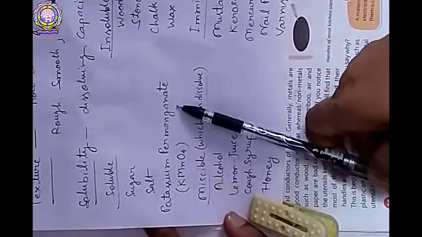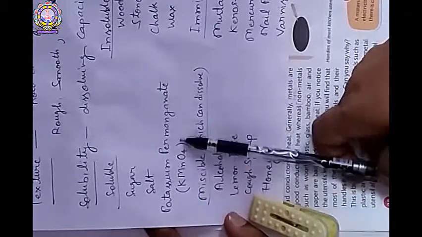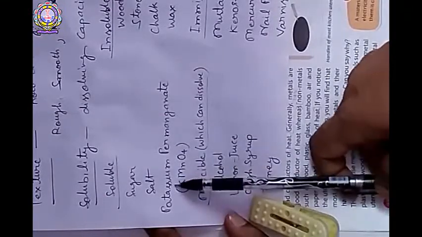Potassium permanganate is a chemical used in purifying water, and the formula of potassium permanganate is KMnO4. It is soluble in water. And stone, chalk, wax: as you know, we cannot mix these things in water. So these are the insoluble things.